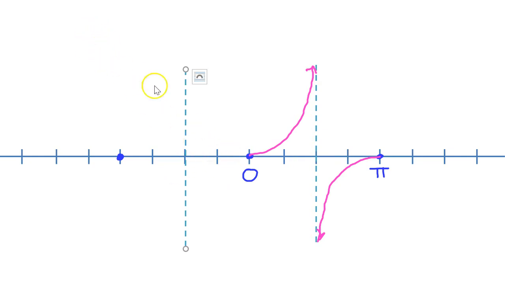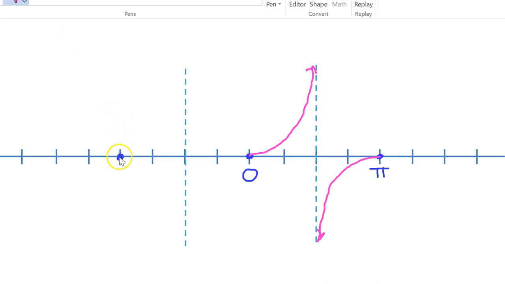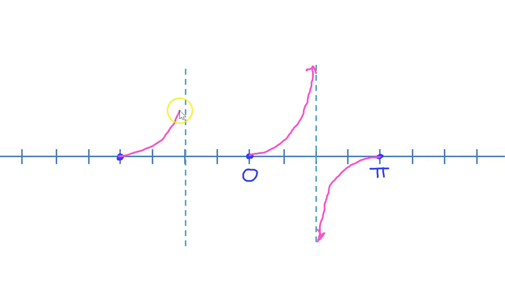Okay, and let's do that same behavior again. Remember, the tangent function is always increasing. From left to right, it's always rising. So from this x-intercept, it should be rising toward the asymptote like this. And then it picks up on the other side of the asymptote, and again it is rising as it curves in toward the x-intercept.